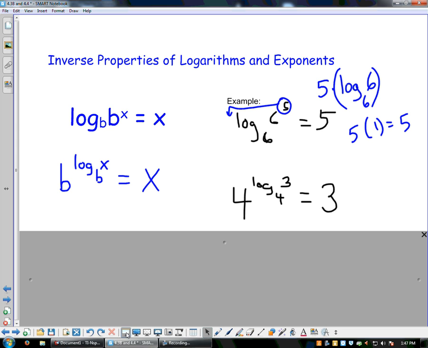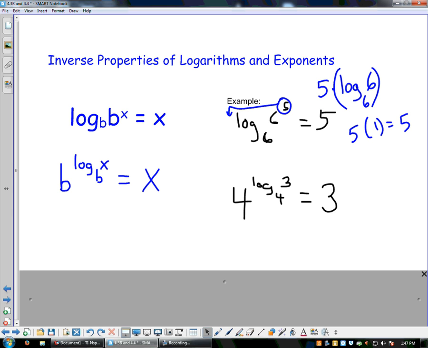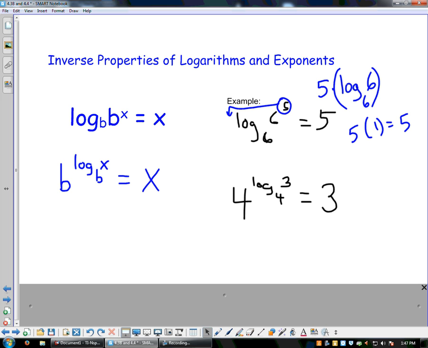What's the other inverse property? It says b raised to the log to the base b of x is equal to x. And here's an example. 4 raised to the log to the base 4 of 3 is equal to 3. All right? So those are the inverse properties of logarithms.